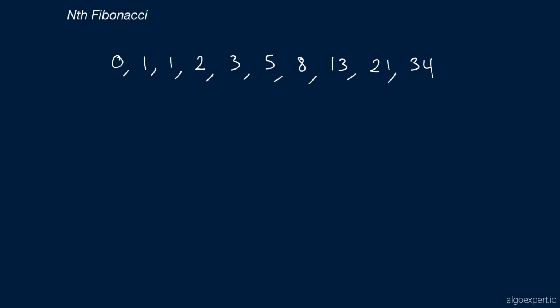So the actual math formula can be written as, for n greater than 2, fib of n is going to be equal to fib of n minus 1 plus fib of n minus 2. And that's kind of the math formula. Whoops, let me just rewrite this here.